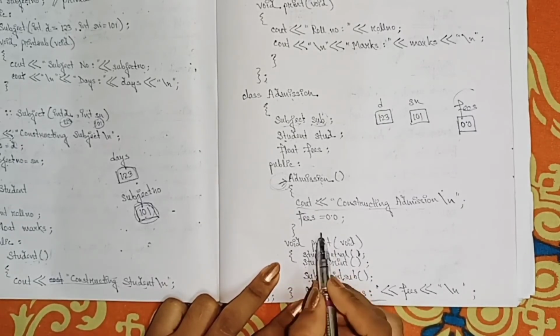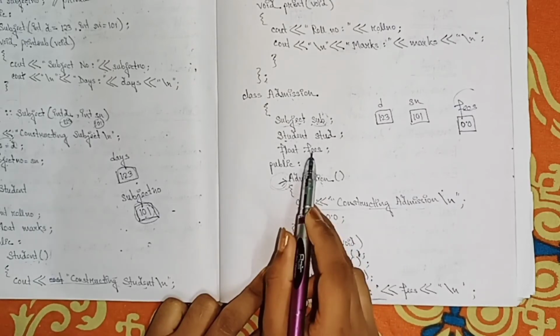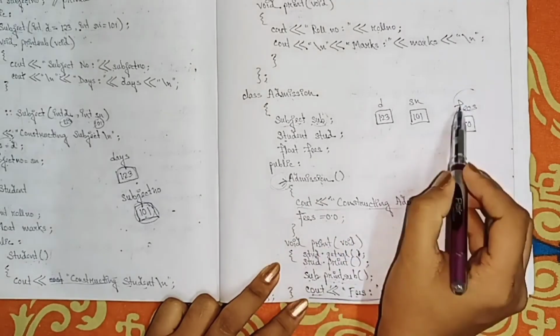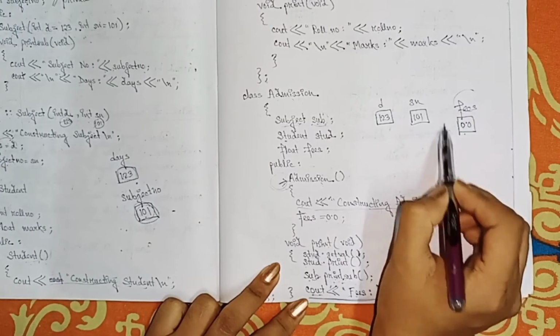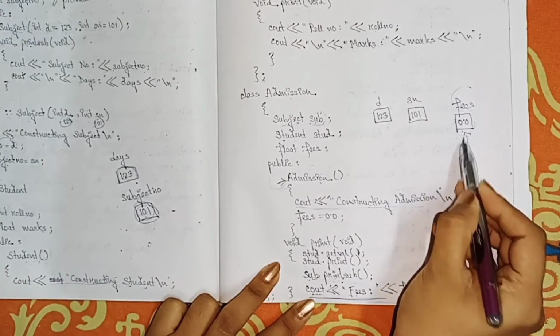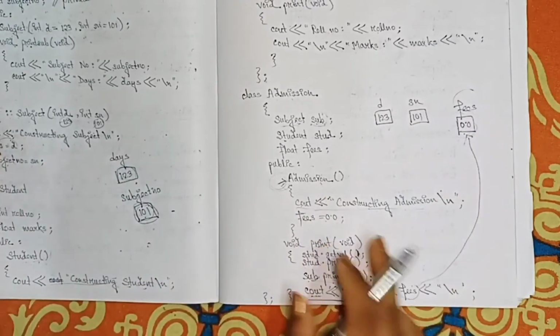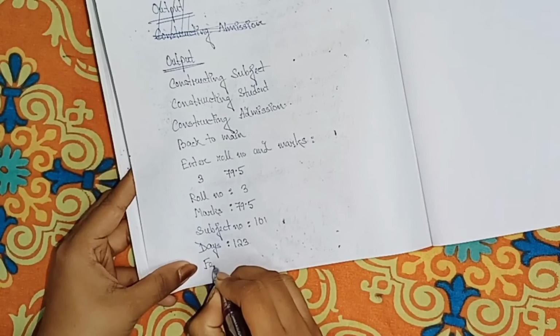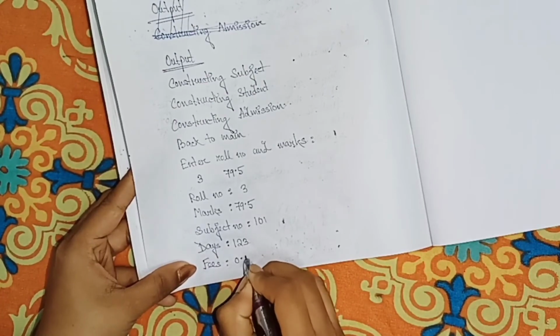Now since there is no get value for this fees, the initial value of fees was 0.0. So this 0.0 is stored in the fees. So when the output tells us what the value of fees is, this fees will invoke this particular value only. So 0.0 will be invoked in the fees. So here it will show fees 0.0.